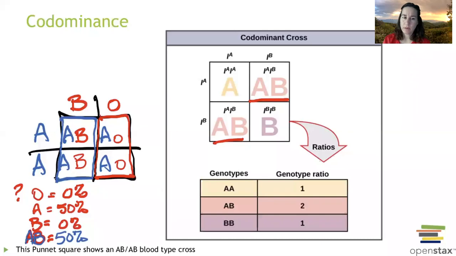So we talked about incomplete dominance, and that was where we gave the example of the red flower and the white flower, and their offspring was a pink flower. We have talked about codominance with the different types of blood types. A is dominant, B is dominant, O is recessive, and AB is codominant.